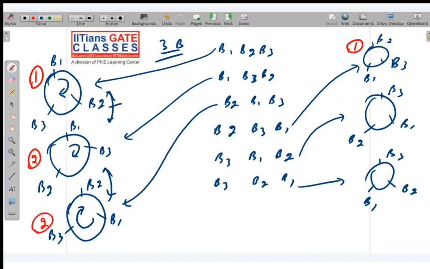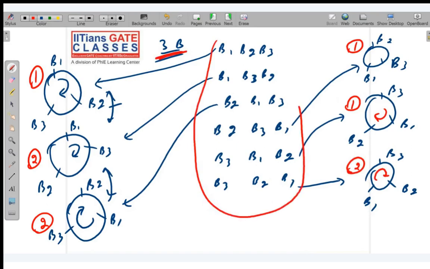Now see this, B1, B2, B3. Again it is just like 1. See this B1, B3, B2. It is just like 2. So only 2 arrangements are there for 3 boys. Linear arrangements were a total of 6, because of 3 factorial. But circular arrangements are 2, because 3 factorial divided by 3 comes out to be 2 factorial.